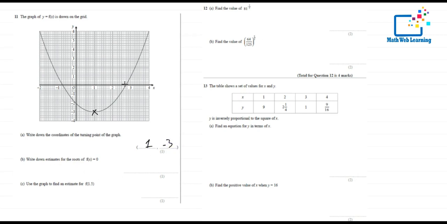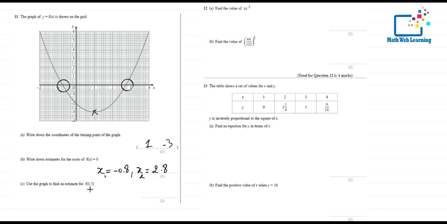Now the roots is where the graph crosses the x-axis. So let's do the first one, the negative one, which is, my reading is negative 0.8, and the second one, you can call them x1, x2, but you don't have to. It looks like 2.8. I'm going to go for 2.8 for the second root.